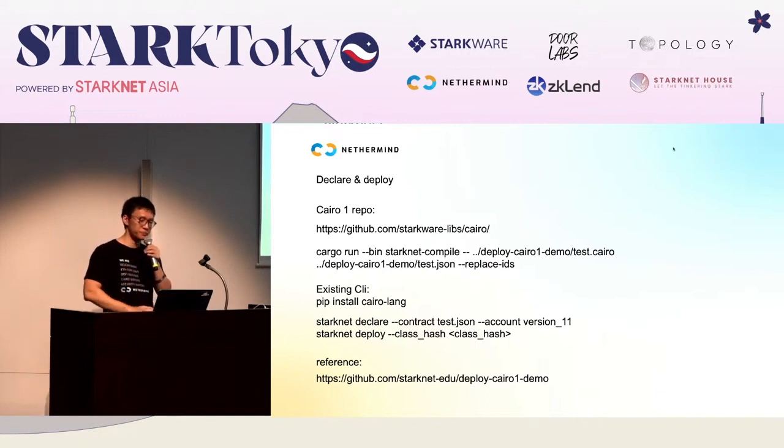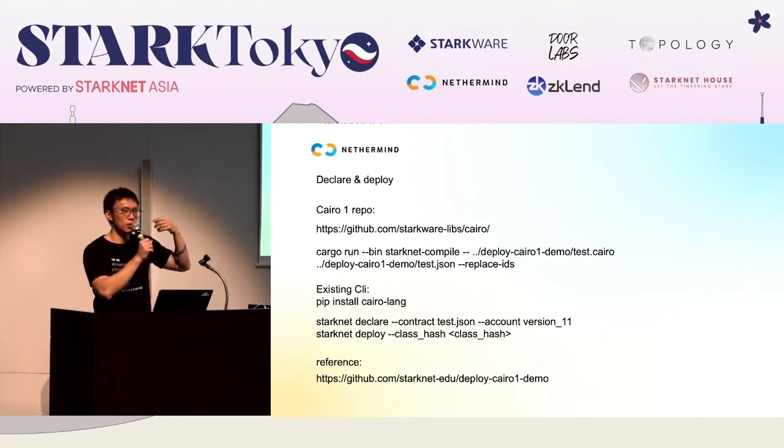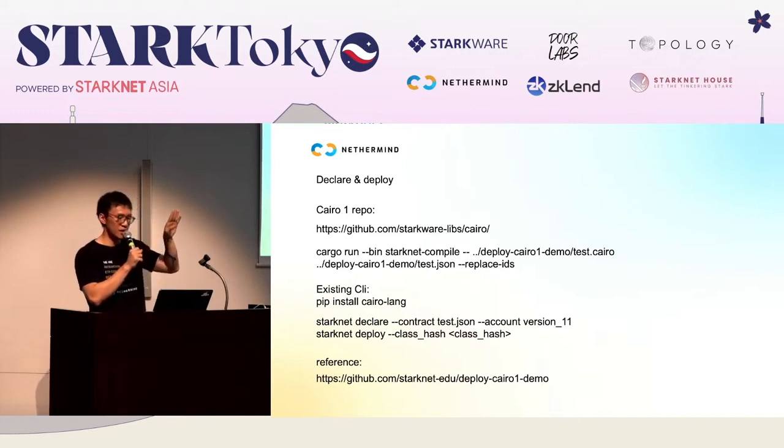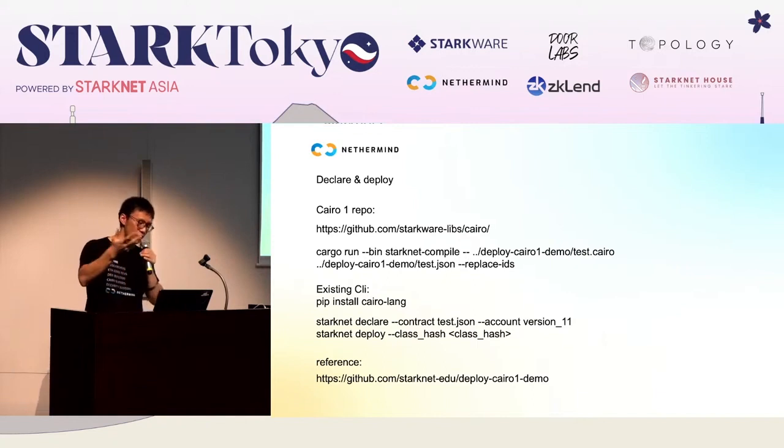From the Cairo1 repo, once you have followed the setup steps, you compile your contract, and then you run this StarkNet declare on the compiled contract, and you declare a class for you. And in the Python Cairo-lang module, or whatever you call it, you are able to then deploy using the declared class hash that you previously have gotten from your declare step.